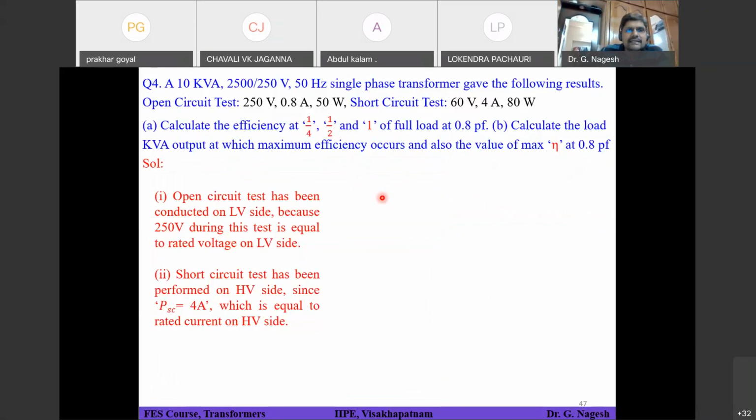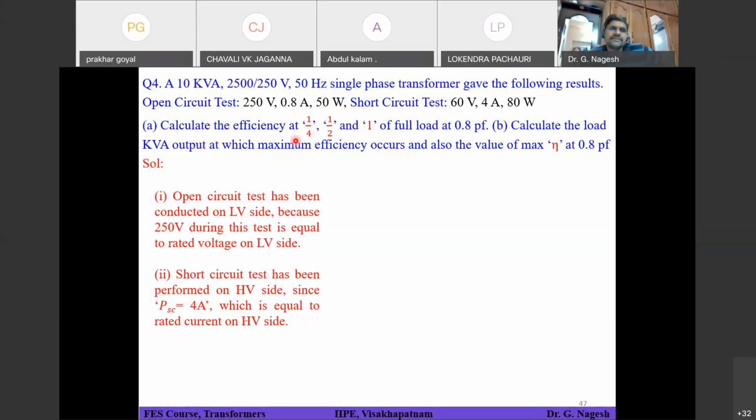It was given as a 10 kVA rated volt amperes output, 2500 by 250 volts, 50 Hz single phase transformer, which gave the following results. That means the open circuit test and short circuit test have been done. From the open circuit test you got 250 volts, 0.8 amperes and 50 watts, and from the short circuit test you are getting 60 volts, 4 amperes and 80 watts.